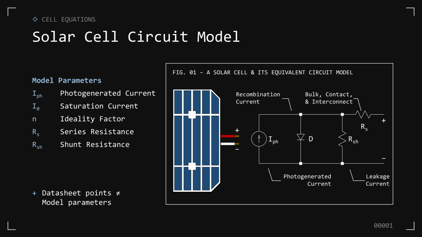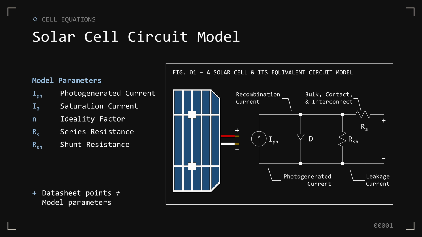RSH, the shunt resistance, represents the leakage current of the cell. RS represents various resistive losses, including those from internal resistances of semiconductor materials making up the cell, the interconnect, and the contacts. This gives a total of 5 unknowns: IPH, I0, N, RS, and RSH, and together these can closely reproduce a cell's electrical behavior.